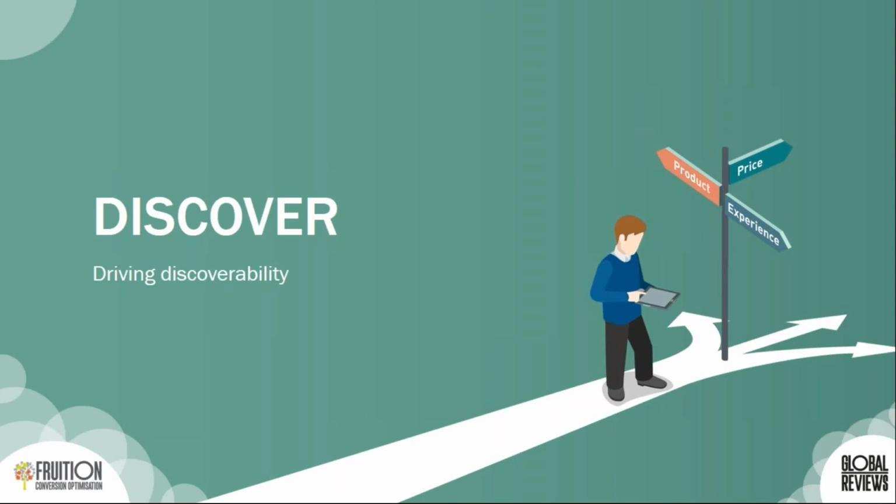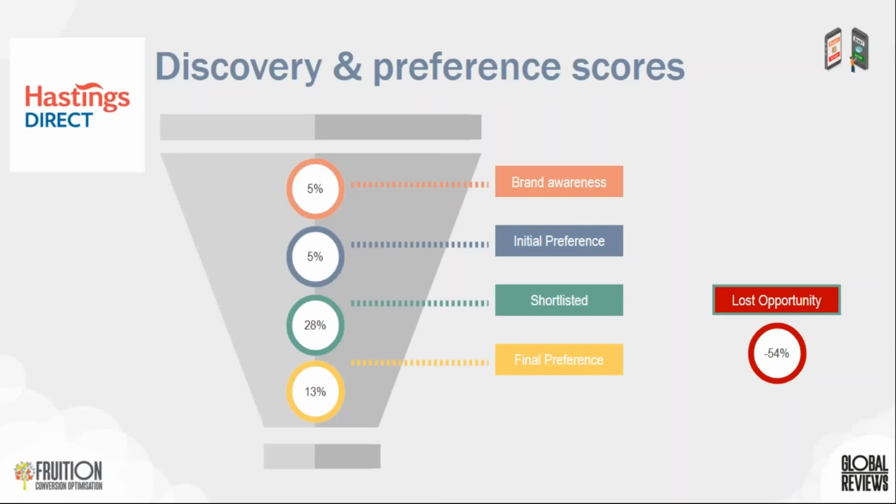So what we're going to be talking about is the discover stage first. This idea of looking for a provider in the marketplace for a prospect who's interested and in market for a motor insurance policy. I'm going to be talking very specifically about Hastings Direct because there's an interesting story in terms of what's happening with Hastings Direct, both across the mobile and the desktop journey.